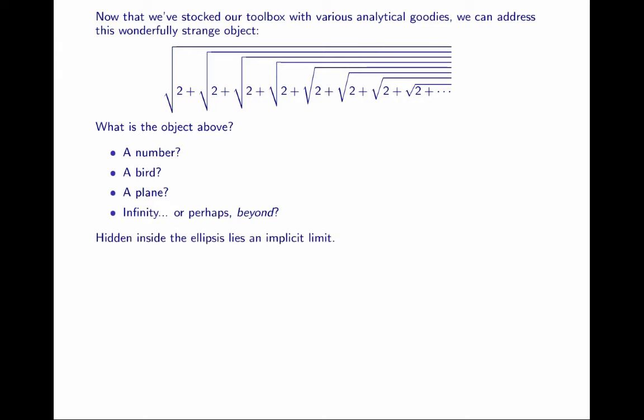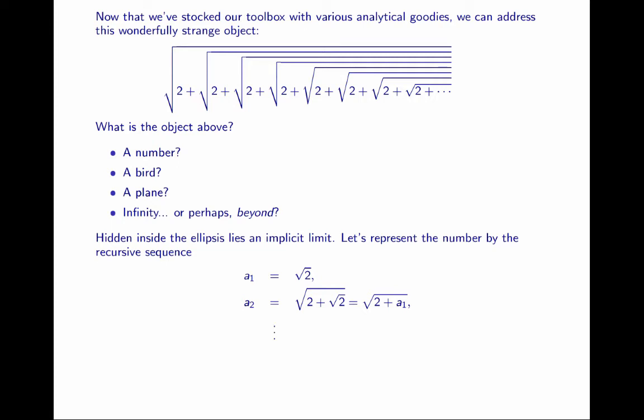Hidden inside the ellipses lies an implicit limit. So let's represent the number that this limit might converge to by building a sequence that we would show converges to it. So we'll say a1 is the square root of 2, a2 is the square root of 2 plus the square root of 2, or the square root of 2 plus a1, so on and so forth, so that a n plus 1 is the square root of 2 plus a n.